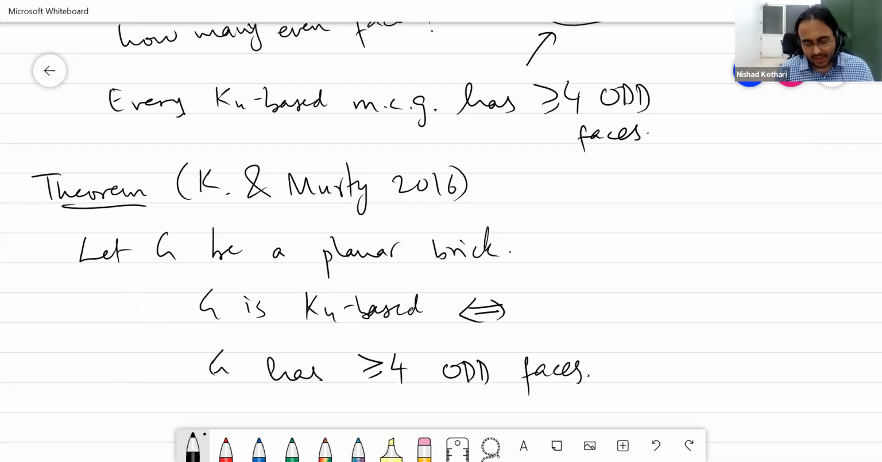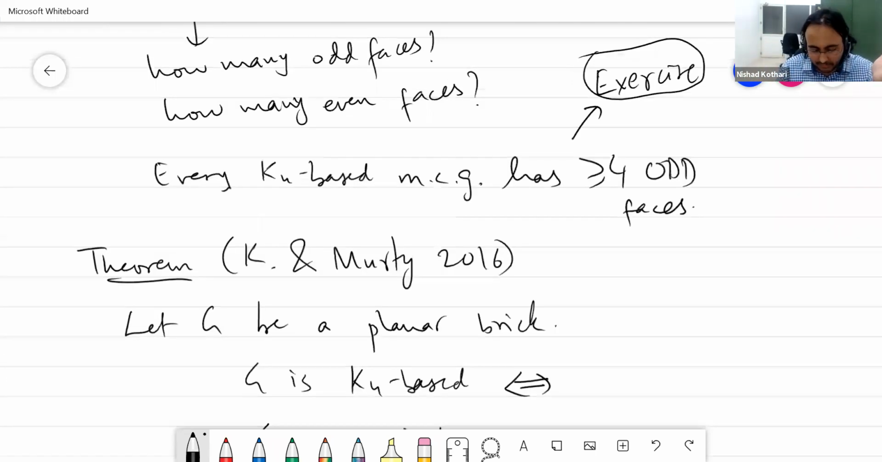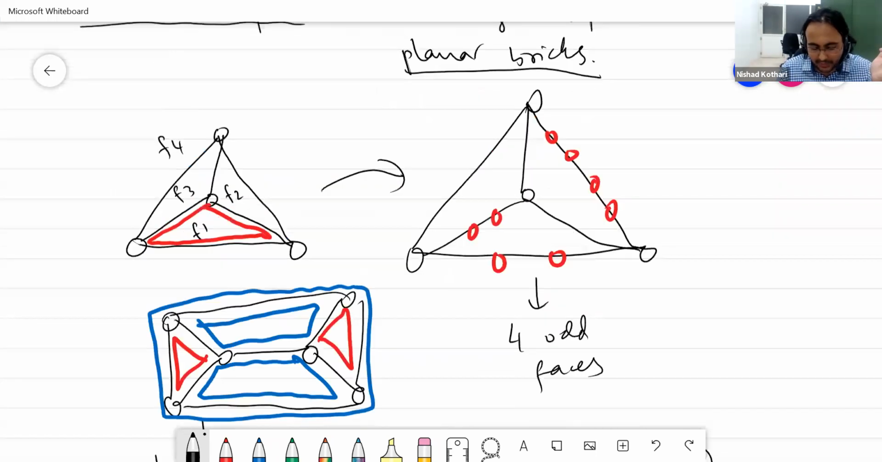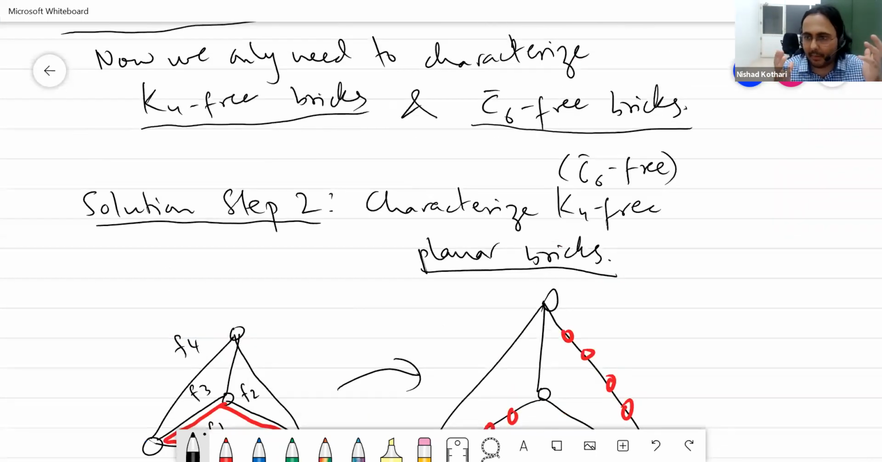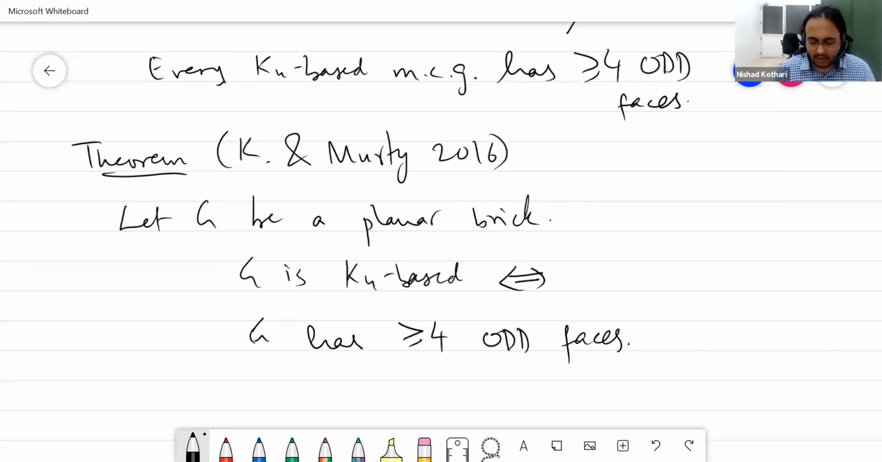And that basically tells you exactly what all the planar K4 free bricks are and what all the planar K4 based bricks are. And using the previous theorem, you can now understand all the planar K4 free matching covered graphs. And we also proved a similar theorem for prism free, but I will not be writing it down since we are almost at the end of the time. So this is it. Thank you very much.